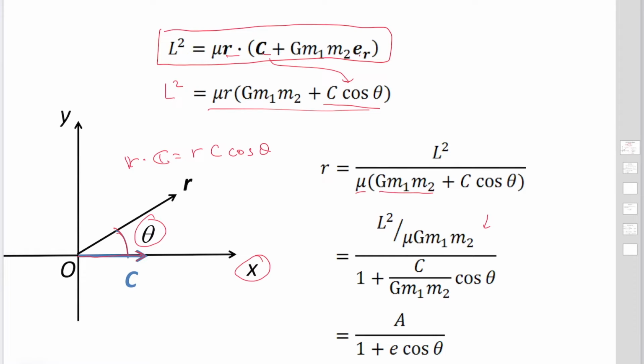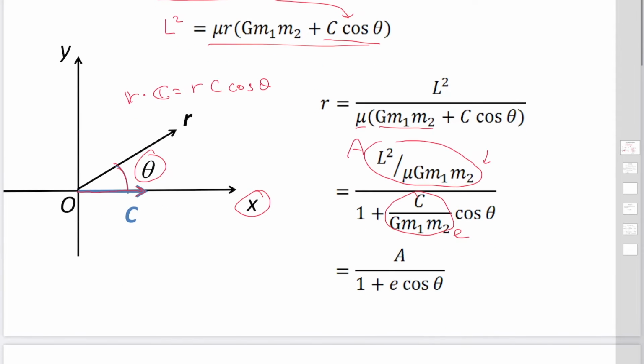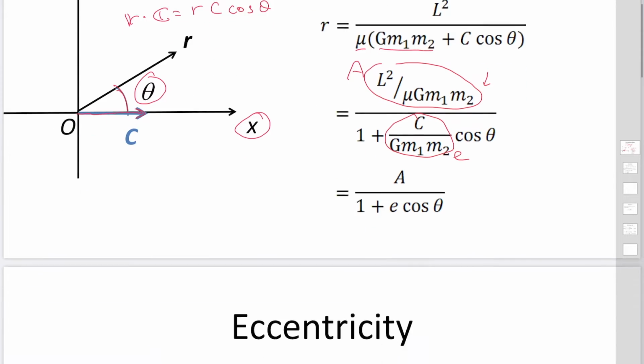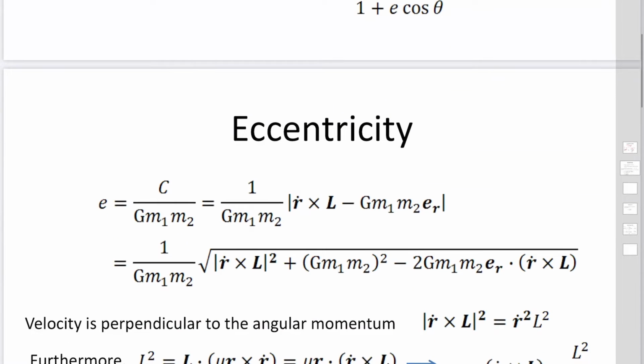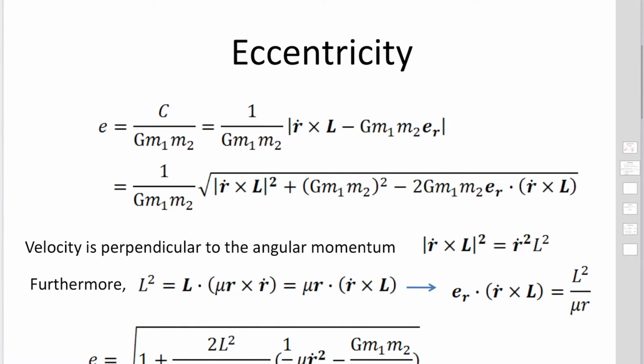Then this term we express as capital A. This is e. Then we can move to the next. And then we'd like to find out the eccentricity. Actually, e is the eccentricity. It becomes capital C over G m sub 1 m sub 2. And the Laplace-Lagrange vector. This is the Laplace-Lagrange vector.